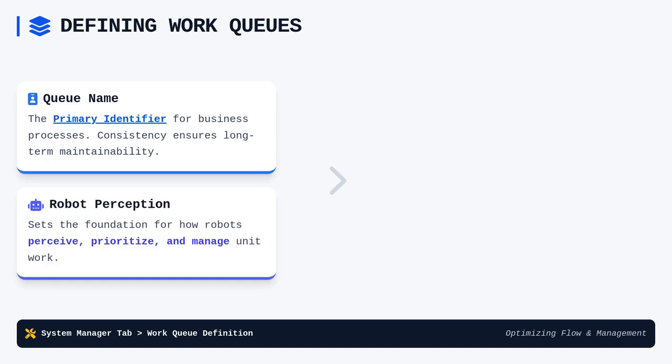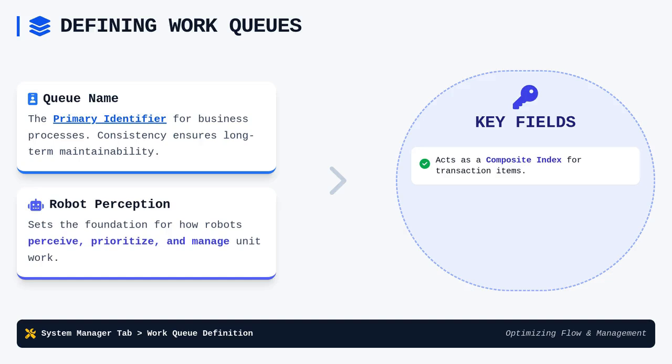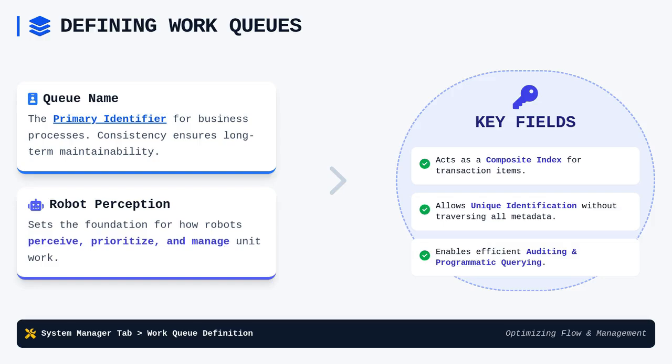When setting up these queues, you will encounter the option to define key fields, which act as a composite index for your transaction items. By designating specific data fields to serve as keys, you allow the control room and other management utilities to uniquely identify transactions without needing to traverse every piece of metadata within the underlying database. This is particularly useful when you need to audit specific transaction strings or query the queue state programmatically during a runtime session.